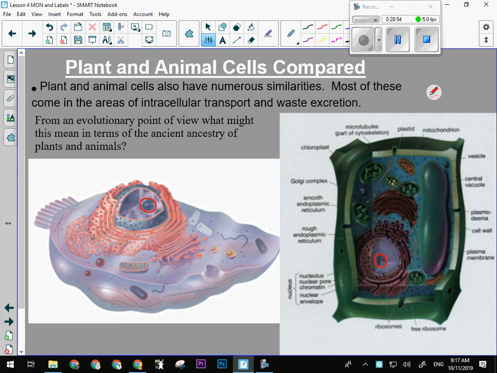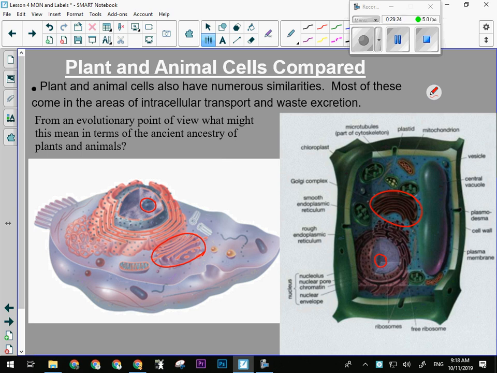Then you can see that off the rough endoplasmic reticulum there's this stuff that kind of looks like it but doesn't have any ribosomes on it. That's the smooth endoplasmic reticulum because it doesn't have the bumps all over it. They both have that as well. Both plant and animal cells have this structure here. This is the Golgi apparatus. The Golgi apparatus sorts, processes, and packages wastes for removal from the cell. Garbage.